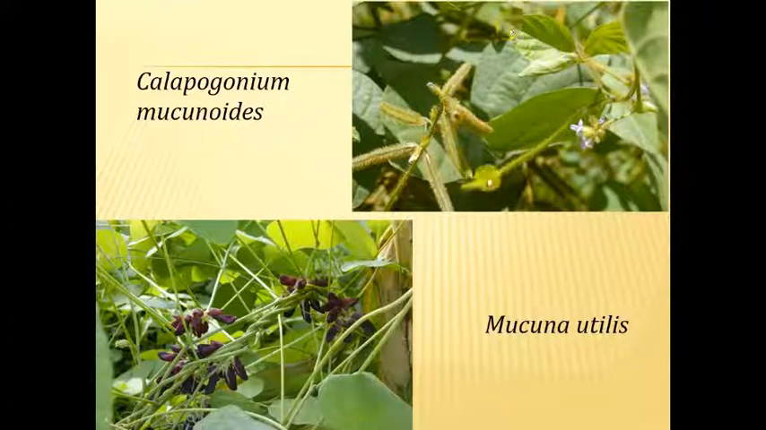This one is Calopogonium mucunoides. So it is a bit different, having bit bigger leaves. This is Mucuna utilis. It is also a vine species.